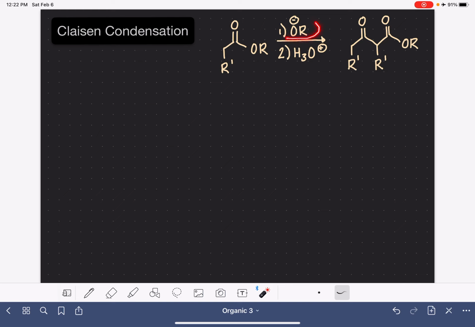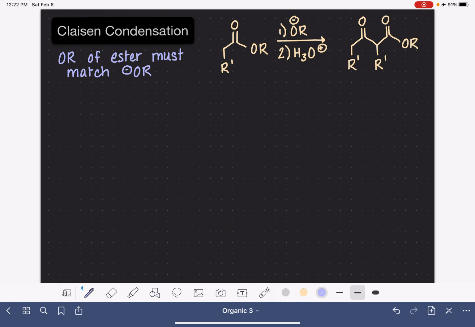Second of all, it uses a slightly different base. Instead of using OH-, which we use for the aldol reactions, we use OR-, an alkoxide. I do want to make a note here that when you're doing this reaction, the OR group of the ester must match perfectly with the OR- group, the alkoxide, that you are using as the base in this reaction.